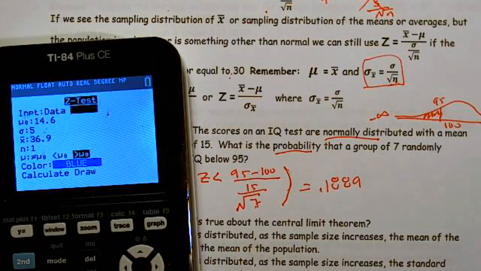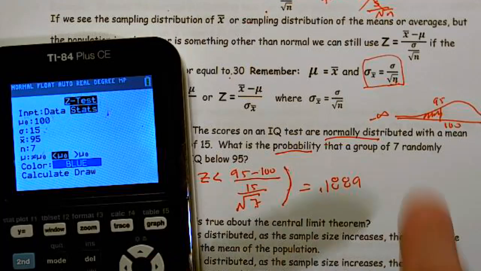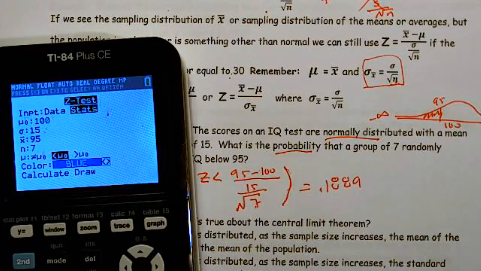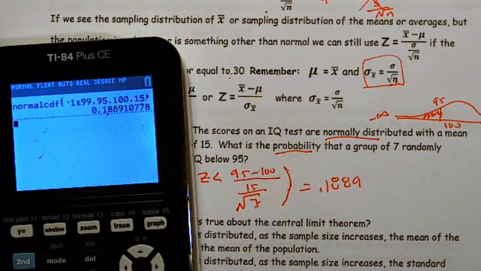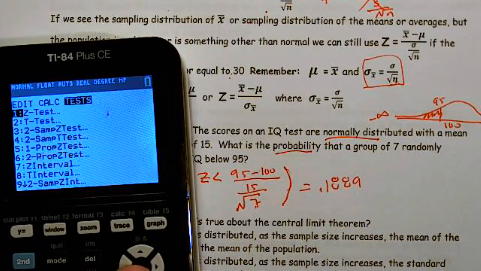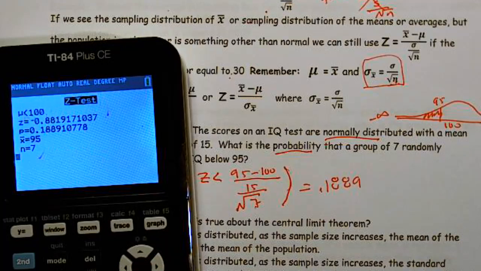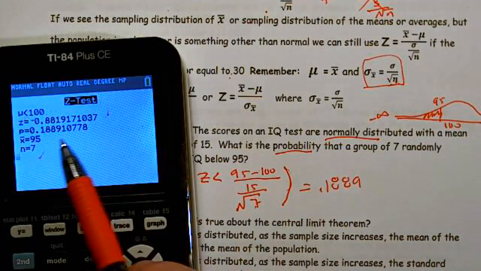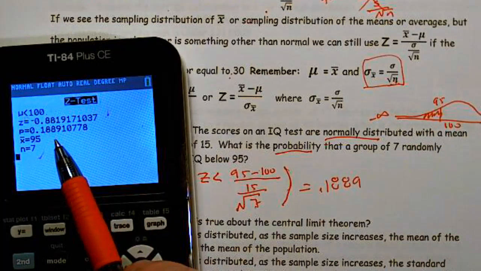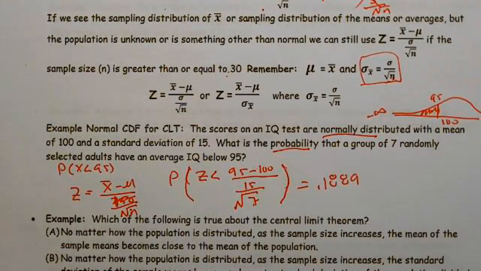Now, there's another way to go about this that you may prefer: the Z-test. And I could do a Z-test. My mean would be 100. My standard deviation is 15. My X bar is 95. My n happens to be 7. And they wanted a less than, because that's the way I shaded. Oops. Went too fast. And I still get the 0.1889. All right. So either way, that'll work.